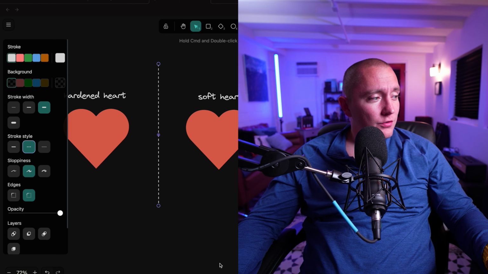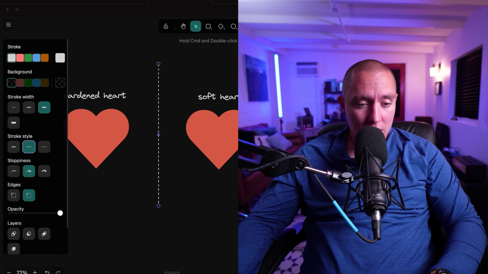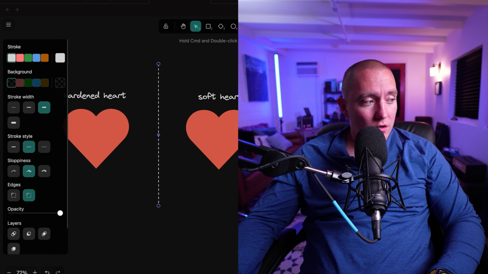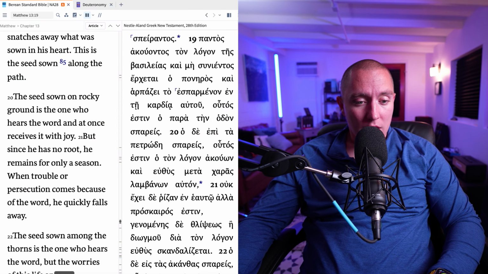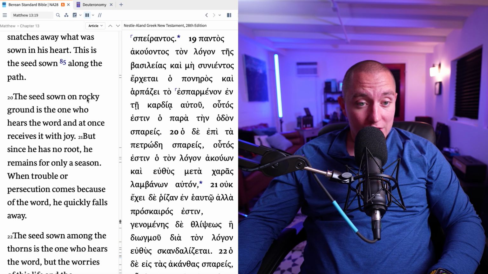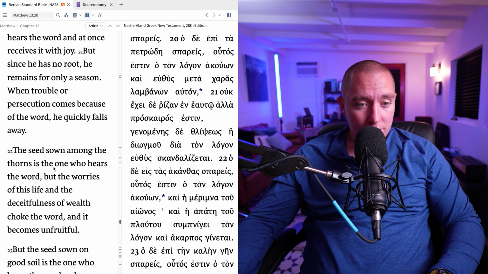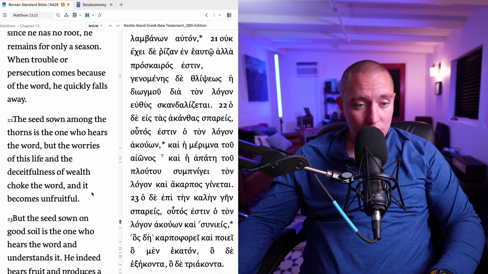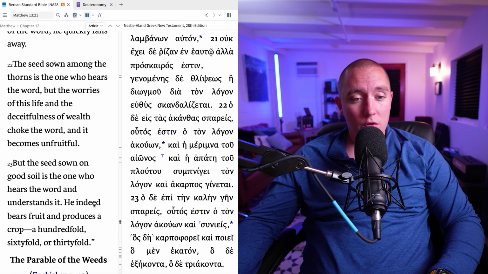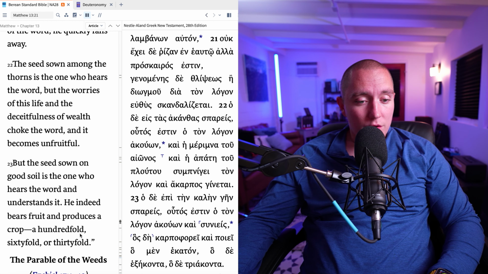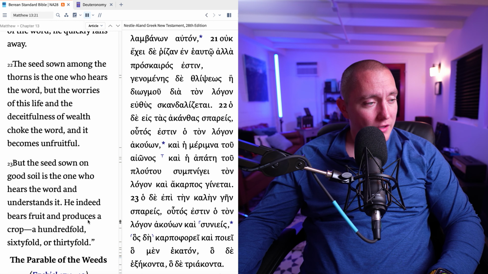We're actually studying and trying to build out some plot maps for my book I'm working on. And right now, we're asking this question of the difference between a hardened heart and a soft heart. And the passage specifically that I want to bring in is right here. Seed sown on rocky ground hears the word, receives it with joy. He has no root. He remains only for a season. That's not what we have here. Seed sown among the thorns is the one who hears the word, but the worries of this life and the deceitfulness of wealth choke the word and it becomes unfruitful. Seed sown on good soil is the one who hears the word and understands it. So, it doesn't explicitly say.